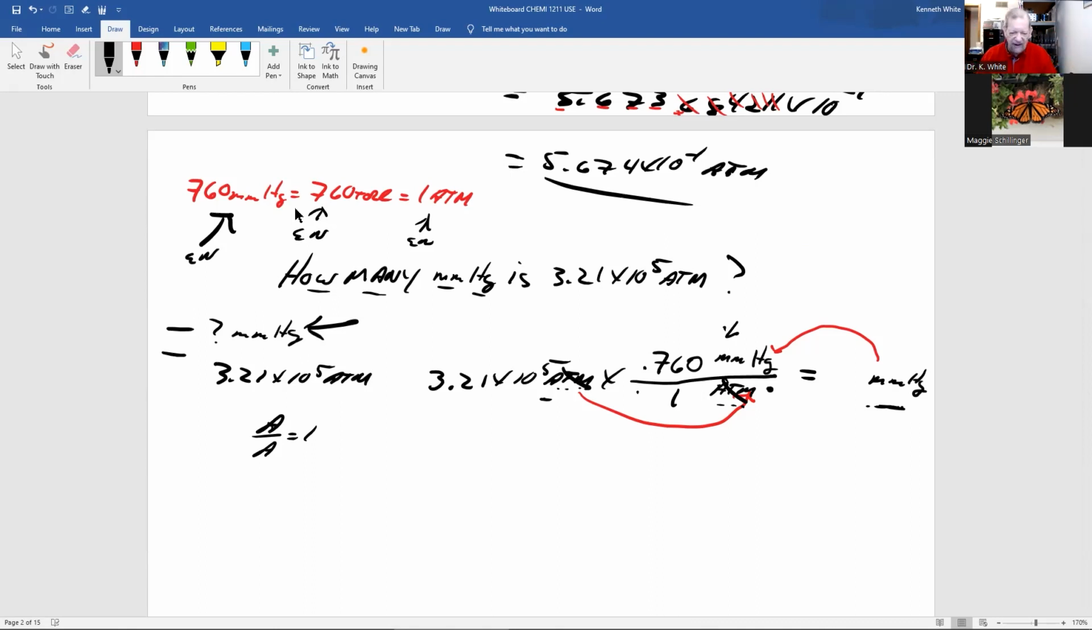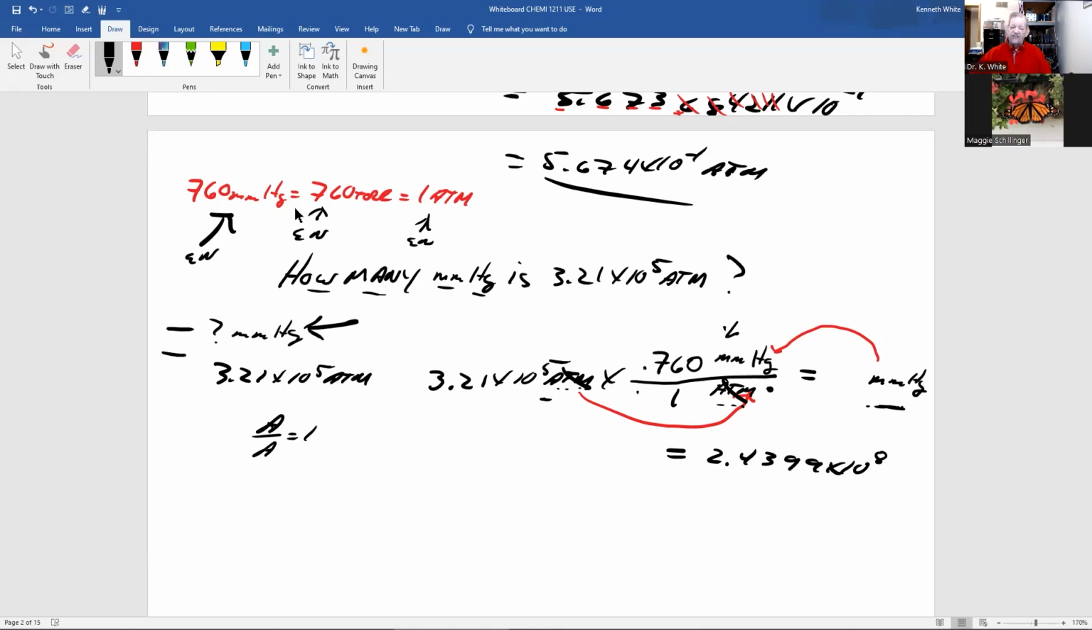And now I can pick up my calculator, clear it, 3.21, second key, double E, 5 times 760 equal, and my calculator gives me this number. 2.4399 times 10 to the 8th.